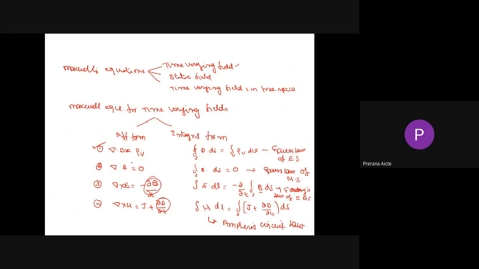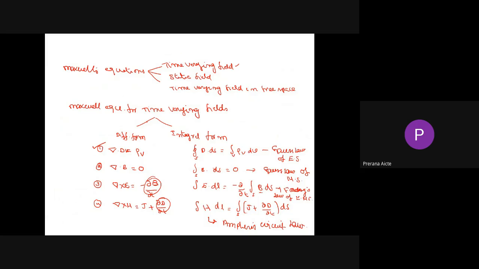And second, del dot B is equal to 0. That is nothing but, in the integral form, integral of B dot dS is equal to 0. That is nothing but the total or net magnetic flux from a closed surface is equal to 0. Okay, the total flux enclosed by the closed surface is equal to 0. That is nothing but the Maxwell equation of Gauss law.